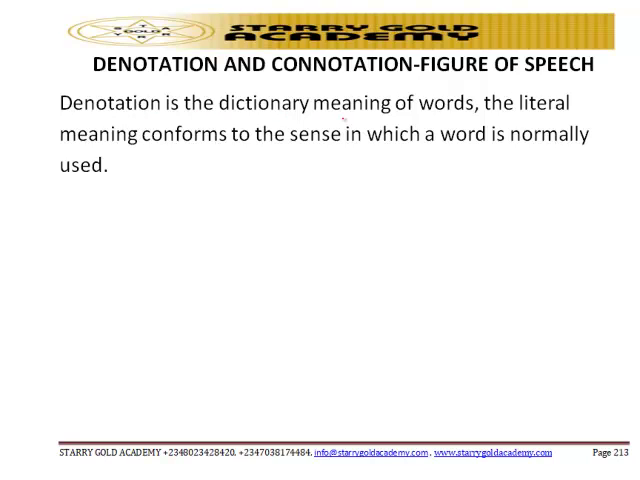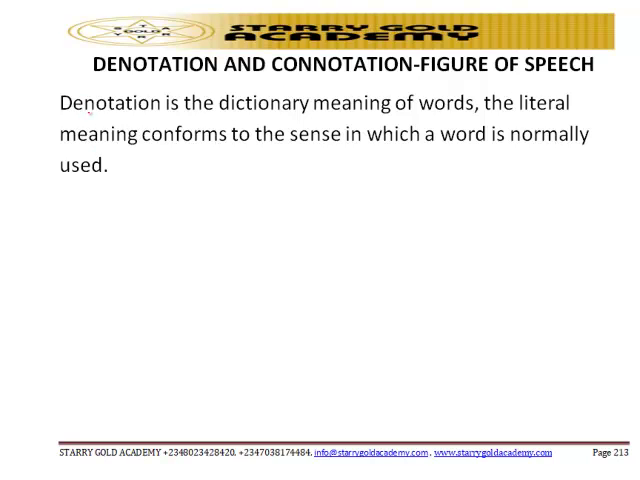Denotation is the dictionary meaning of words. The literal meaning conforms to the sense in which a word is normally used. What they are saying in essence is that for any word used in a sentence or statement, when you check the dictionary meaning, it will mean the same thing the speaker intends. The exact meaning, the dictionary meaning, no additional, no subtraction. That is what we call denotation. It is the dictionary meaning of words.